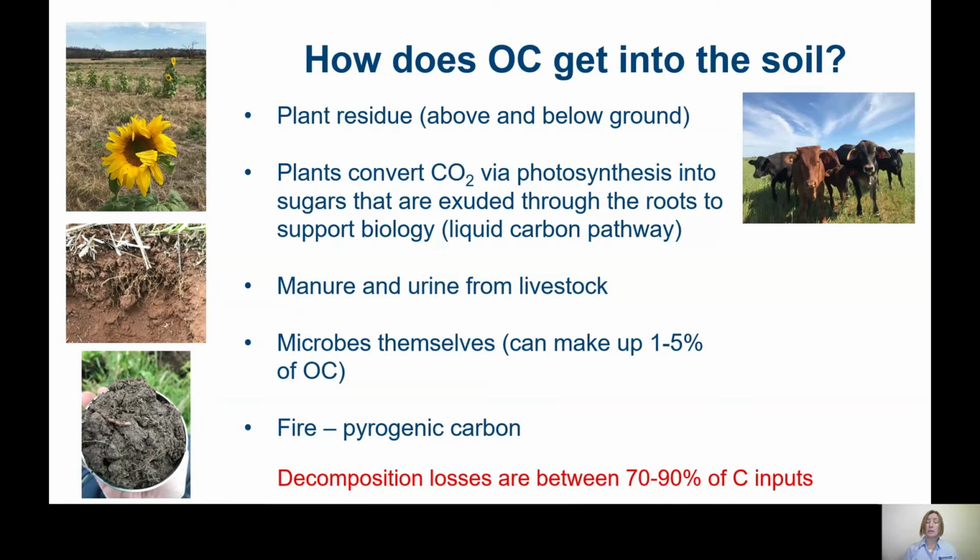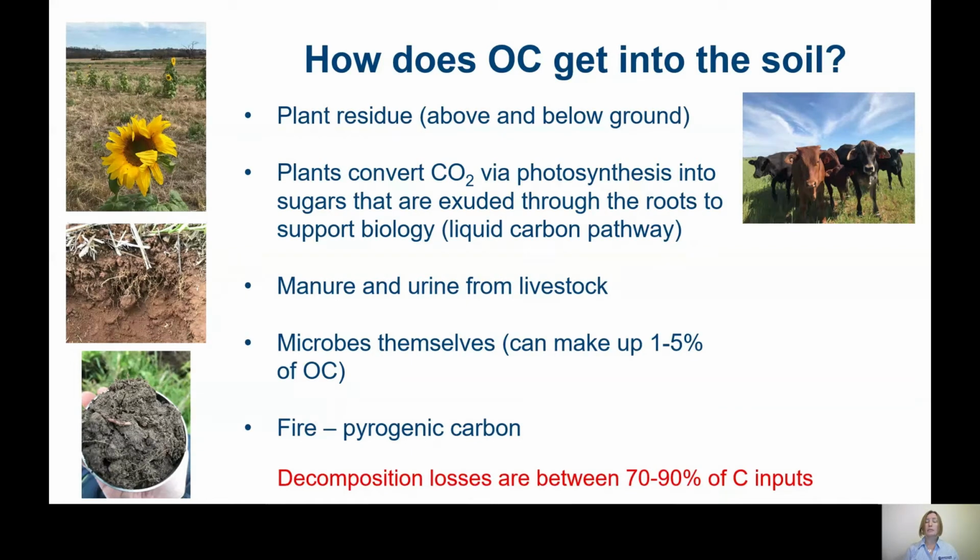It gets transformed into sugars that is exuded through the roots, and this is what Christine Jones has called the liquid carbon pathway. If you have livestock, you also have contributions from manure and urine, and you'll find that microbes themselves can make up about 1 to 5% of carbon that we can measure. And of course, being Australian systems, we always have charcoal or pyrogenic carbon, recalcitrant carbon in our systems.